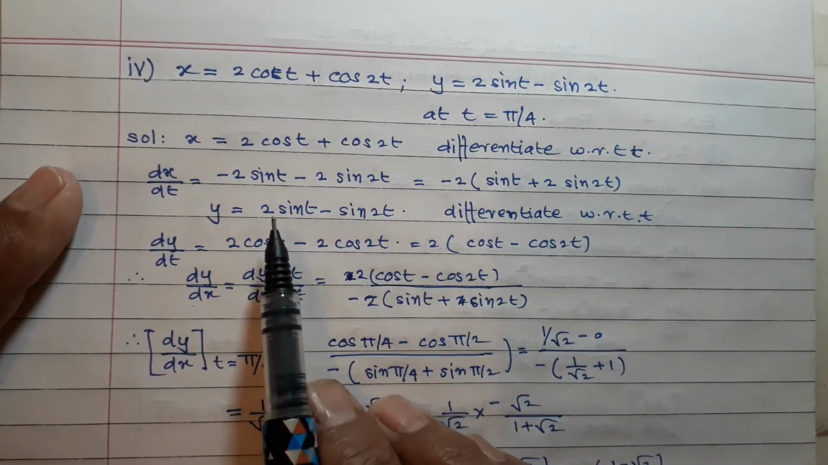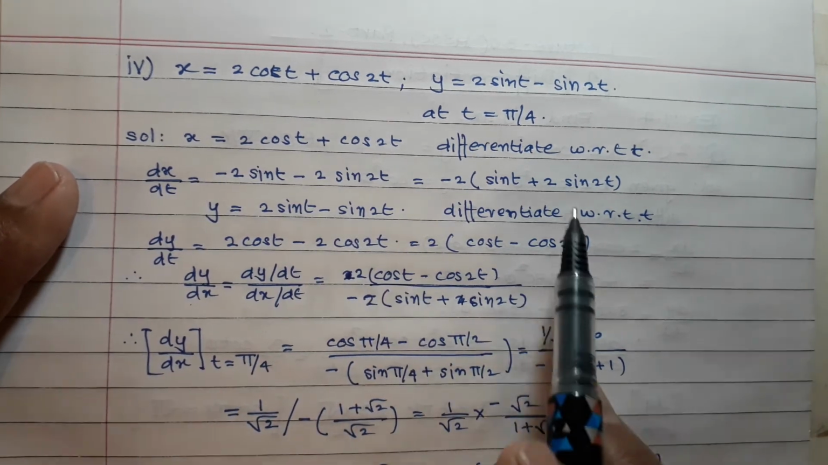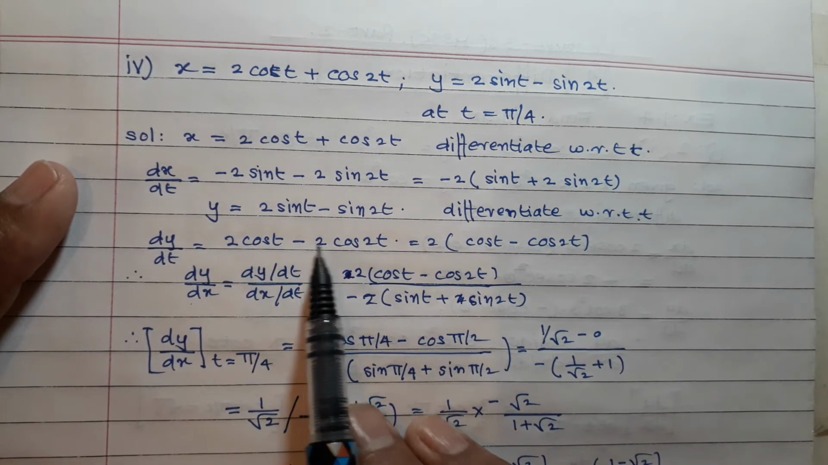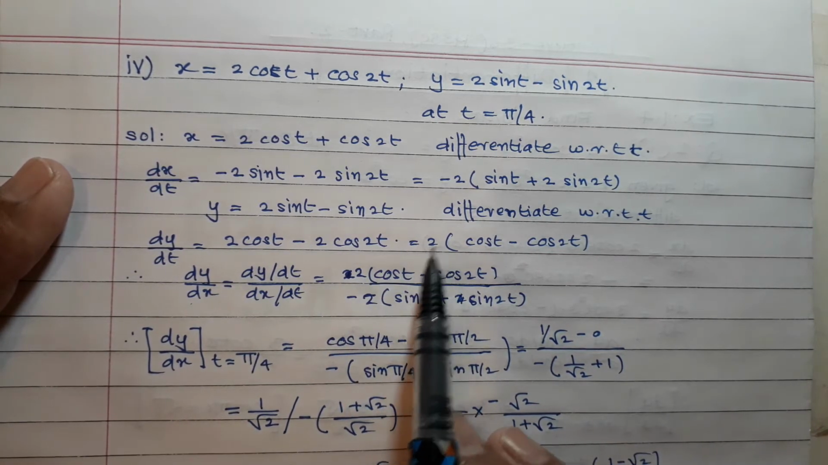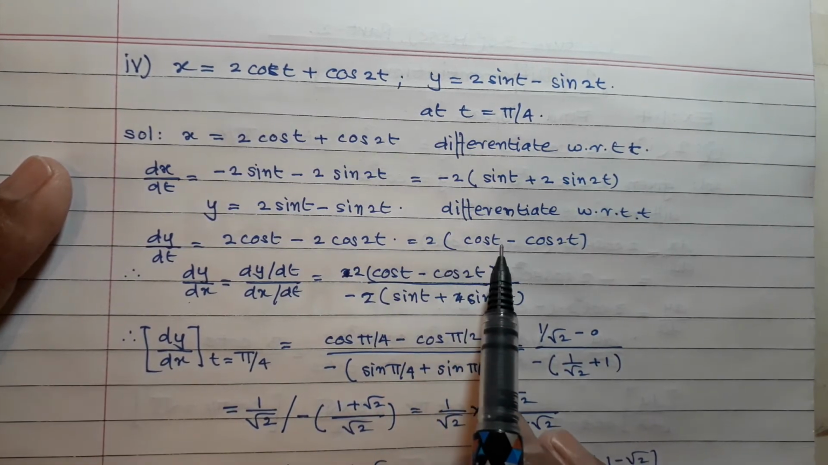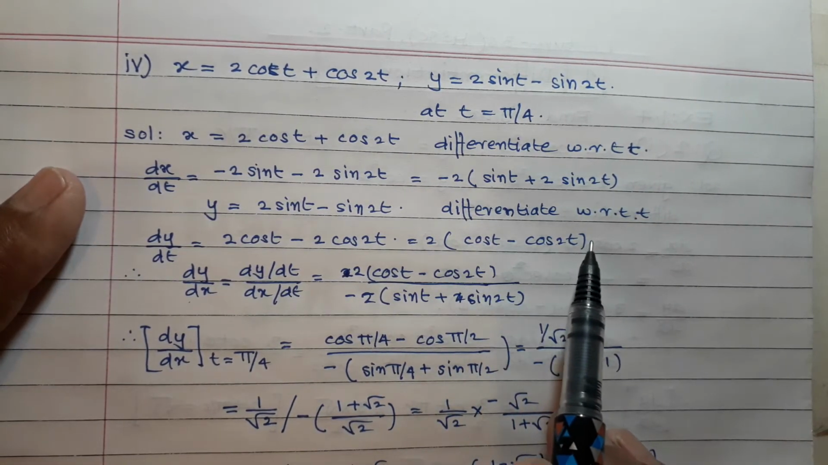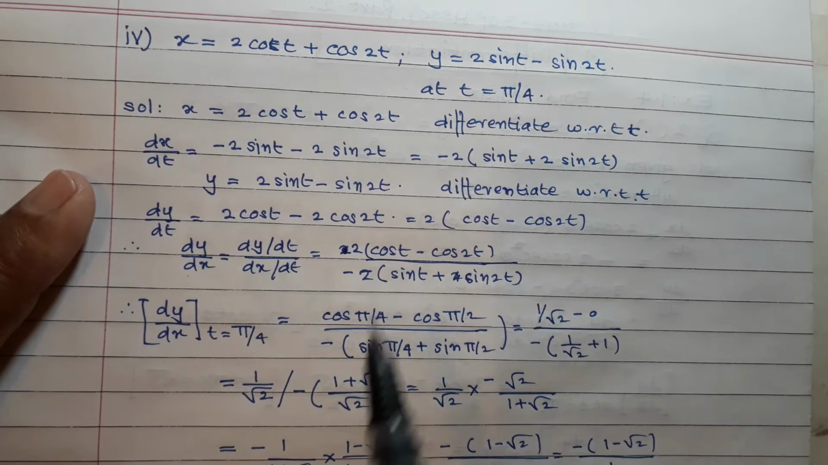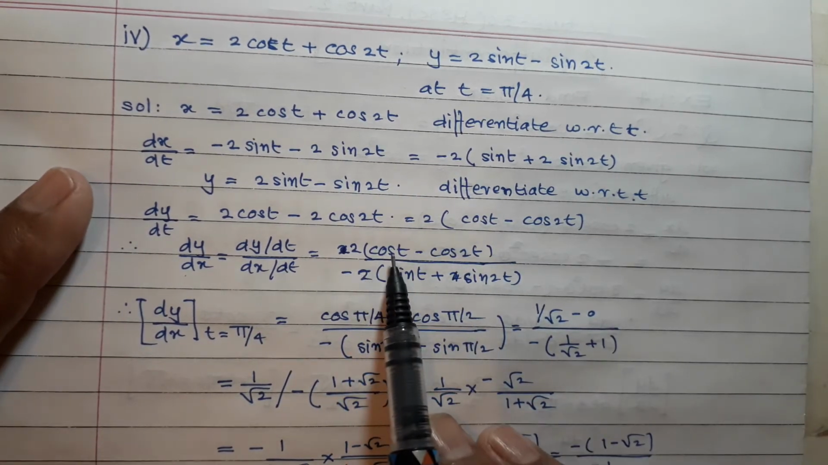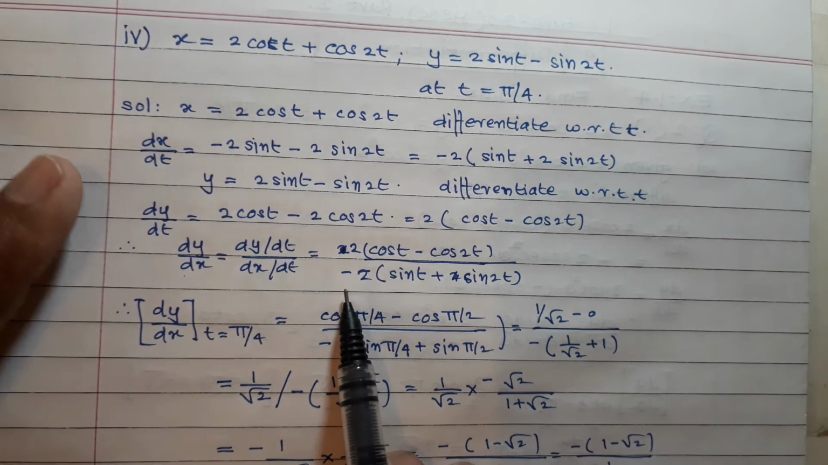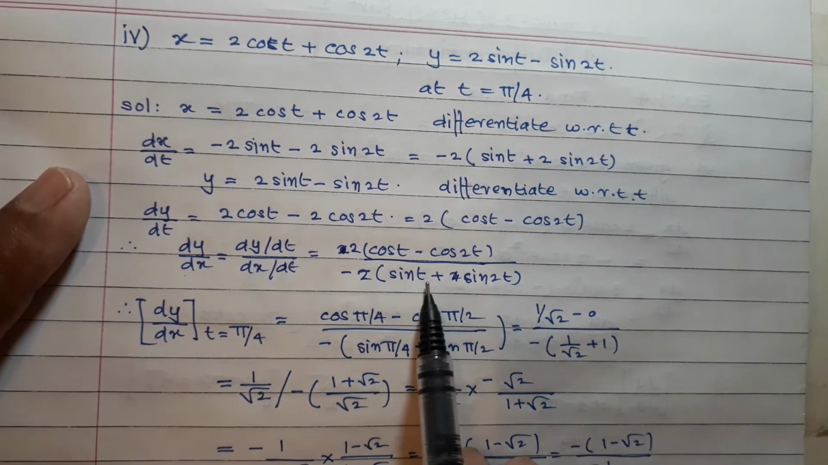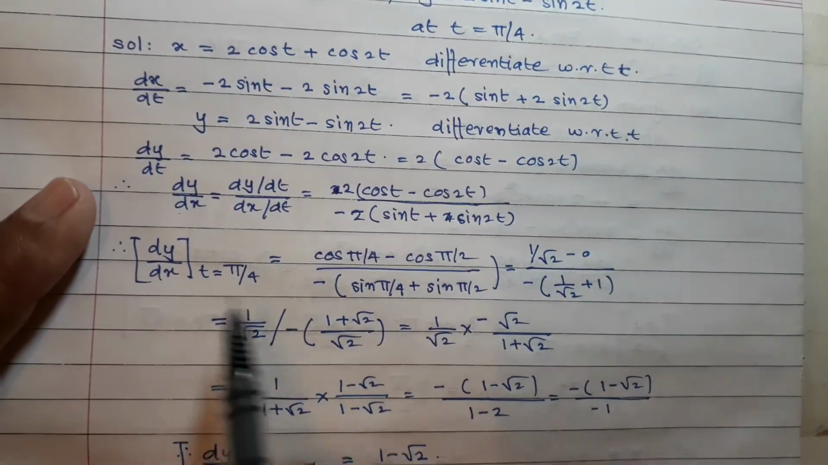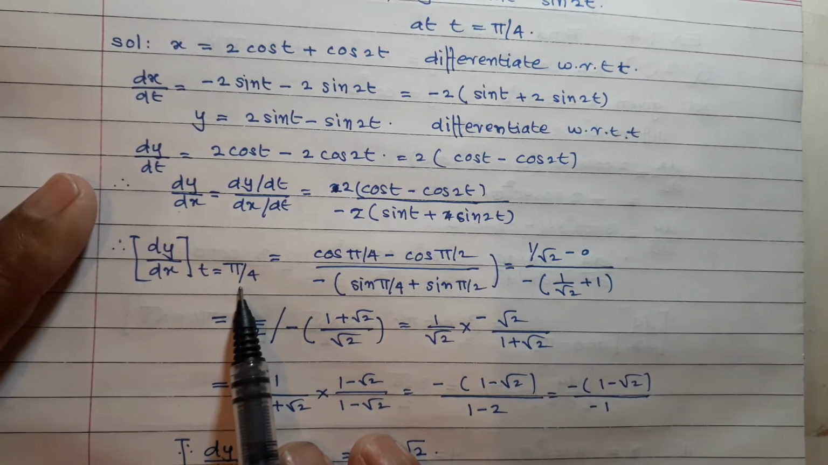Then y is equal to 2 sin t minus sin 2t. Differentiate with respect to t. dy/dt is equal to 2 cos t minus 2 cos 2t, and again you take 2 common: 2 into bracket cos t minus cos 2t. Therefore dy/dx is equal to dy/dt upon dx/dt, is equal to 2 into bracket cos t minus cos 2t upon minus 2 into bracket sin t plus sin 2t. This 2 and this 2 get cancelled, and therefore dy/dx at t is equal to pi by 4.